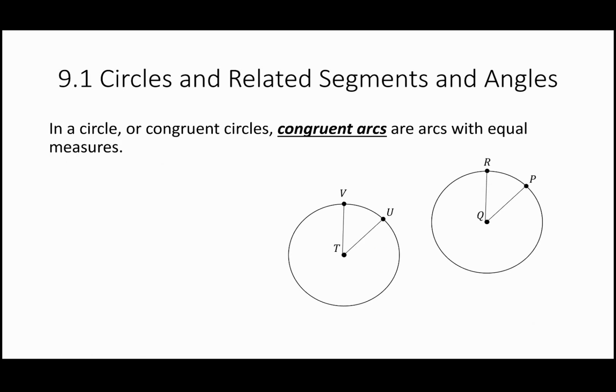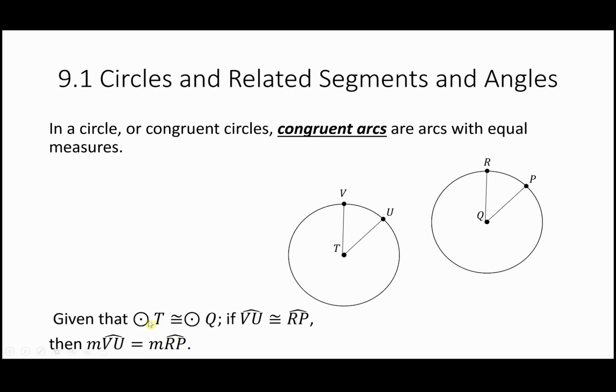Now, here we go. Here's some more terminology. In a circle, or congruent circles, which is what we have here, or that's the implication, congruent arcs are arcs with equal measures. So, given the two circles T and Q, let's assume that they're congruent to each other. So by definition, if you recall, that means that their radii are congruent.